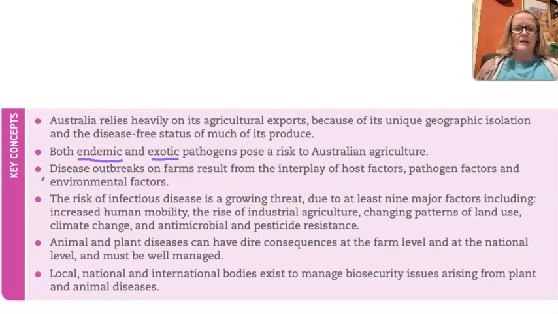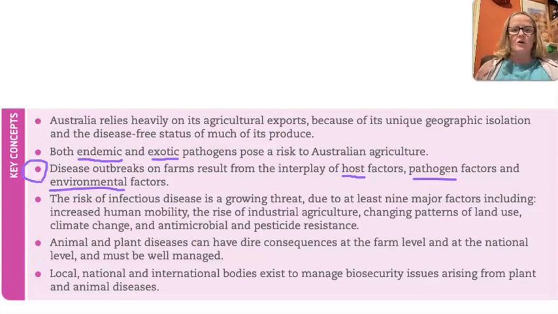For any disease outbreak on a farm, there are three things that are important here. There's the host, that's the thing that gets the disease, the pathogen, the organism or entity that's causing the disease, and environmental factors too. And there has to be an interplay between these three for disease to become a real possibility.